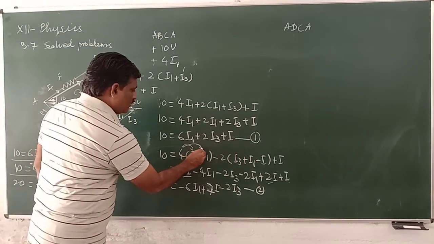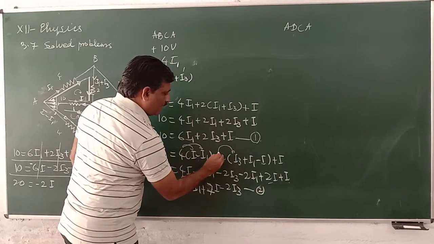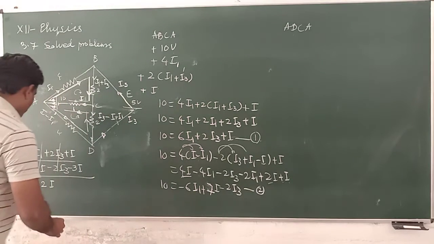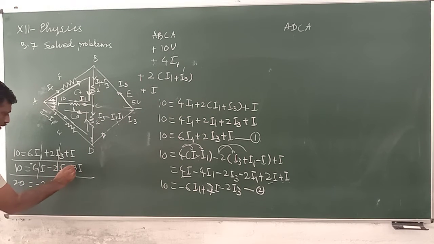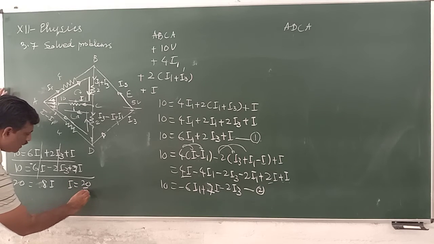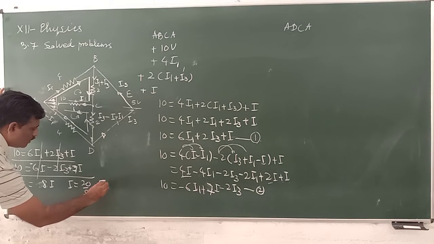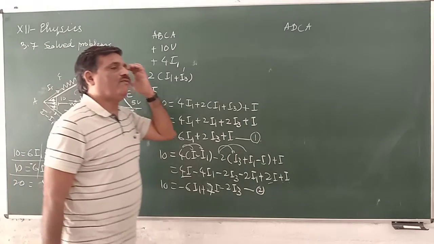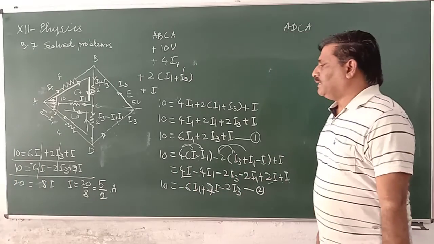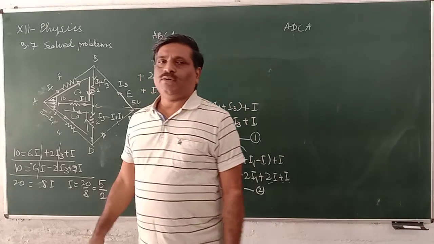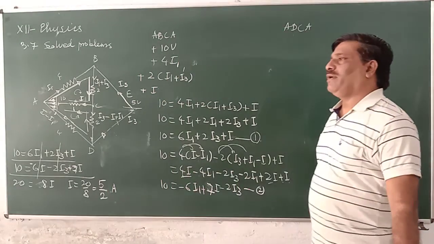4I plus 2I3. Here minus and minus will become plus. 3 and 7, so these are plus 7I, so that becomes 8I. It implies I is equal to 20 by 8 or 5 by 2 ampere, 2.5 ampere. I is equal to 2.5 ampere. We got the current here. I is equal to 5 by 2 or 2.5 ampere.